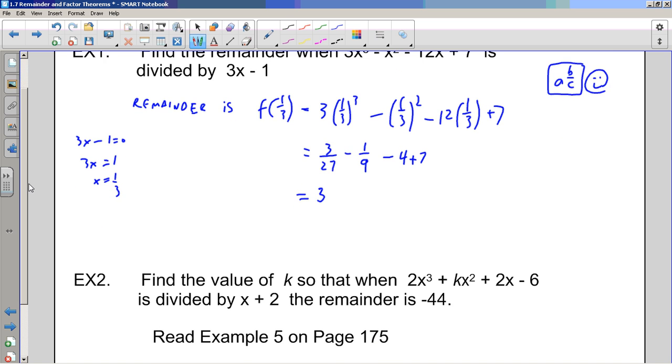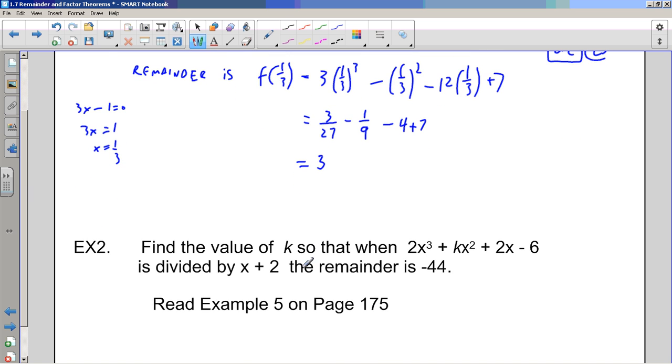Example 2: find the value of k so that when that expression is divided by x plus 2, the remainder is negative 44. Well, this sort of thing is a typical remainder theorem question. They've got a great example in the textbook that I want you to read. Again, why do we do this? Why don't I just do the example?